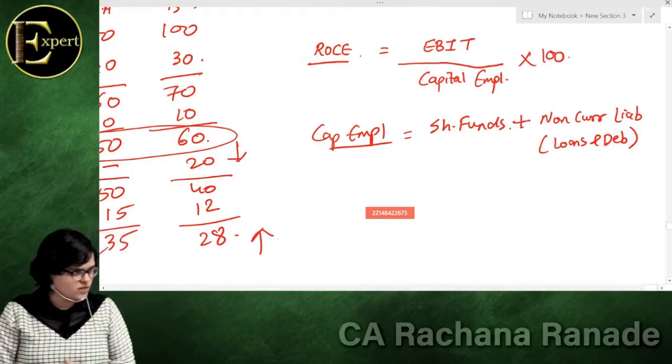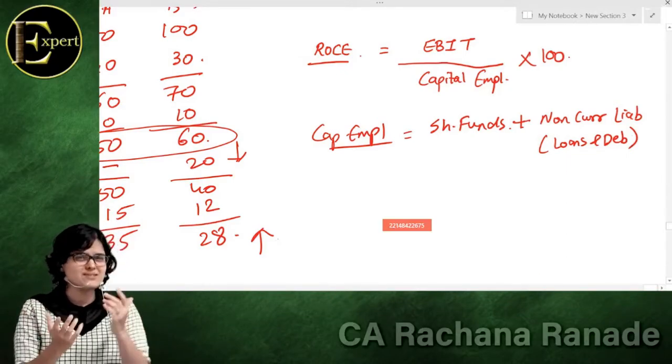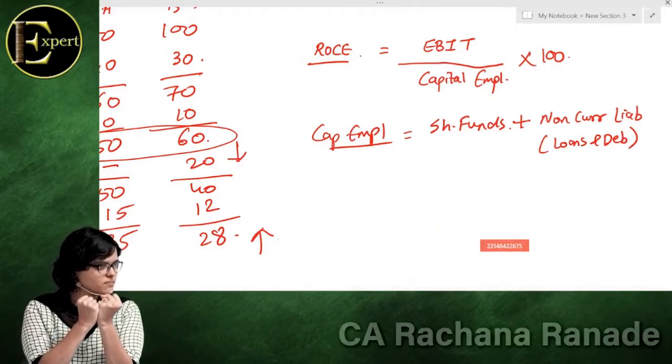Capital is generally the initial funds, but if you remember, I told you about a follow-on public offer for expansion. See, capital is like the core fund of the business. That is capital.